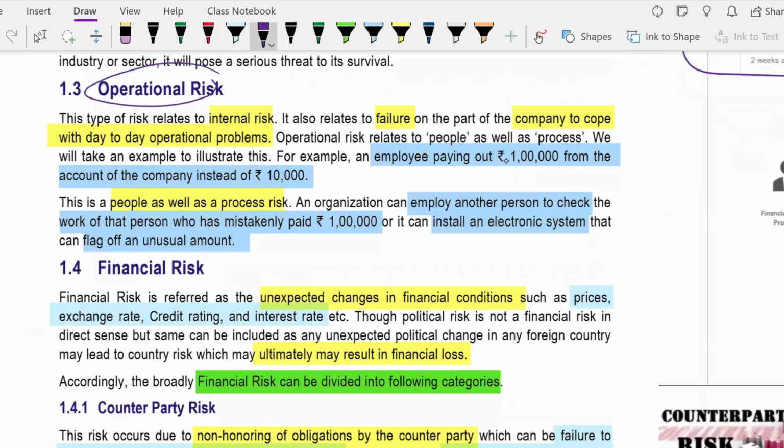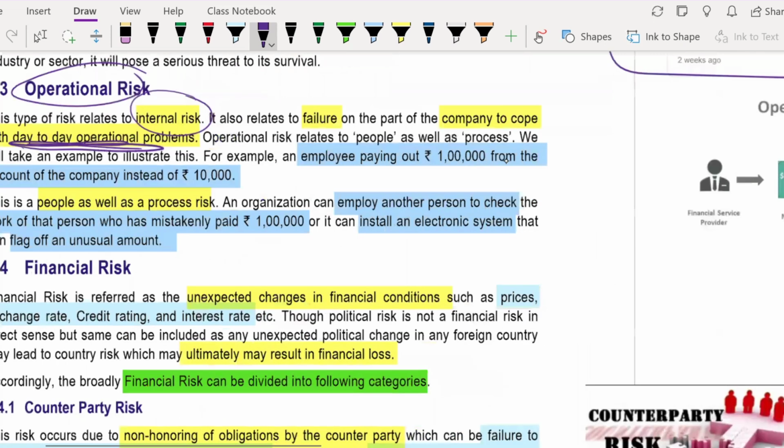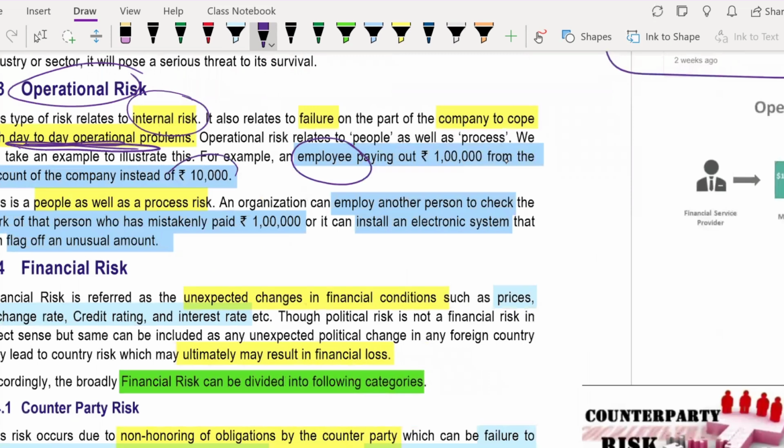Now the third risk is operational risk. So what is operational risk? As the name itself suggests, it is the risk which arises due to day-to-day operations. In day-to-day operations, people make some mistake, or there is a mistake in the process, or a problem arises that will lead to operational risk. So operational risk is usually an internal risk in the organization. Correct. So what might happen is the employee had to pay someone 10,000 rupees, but they have paid 1 lakh rupees. Okay, so this is one operational risk.